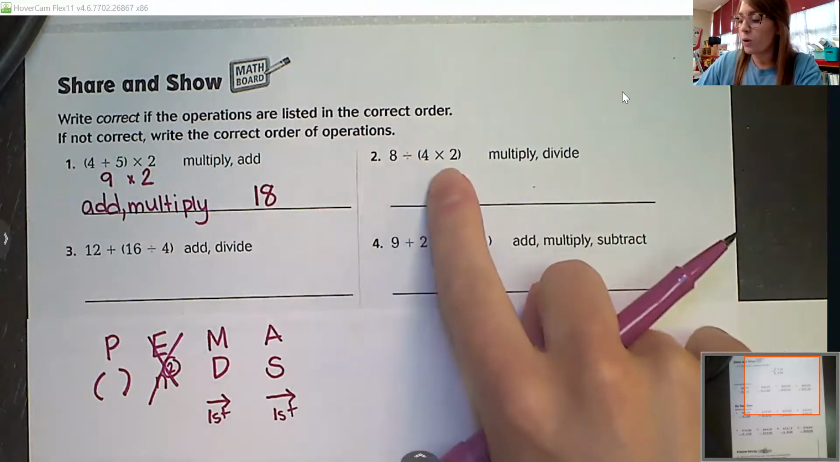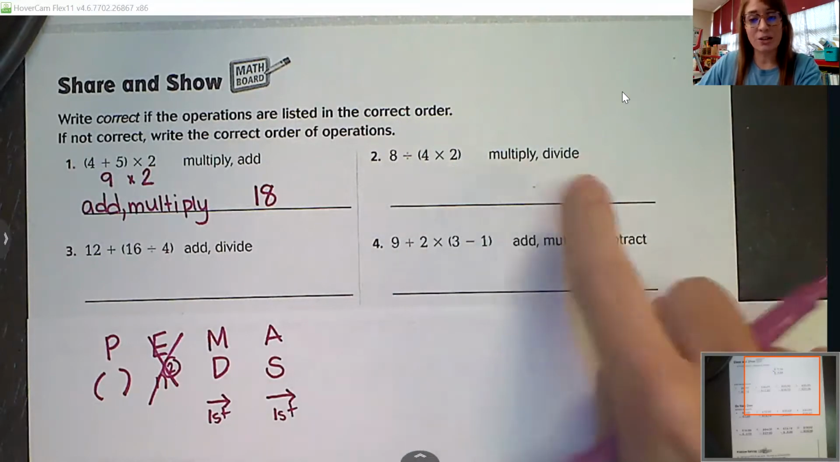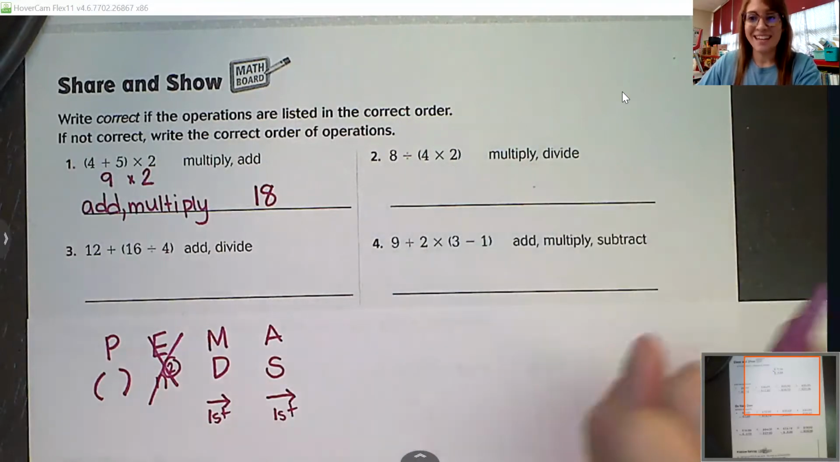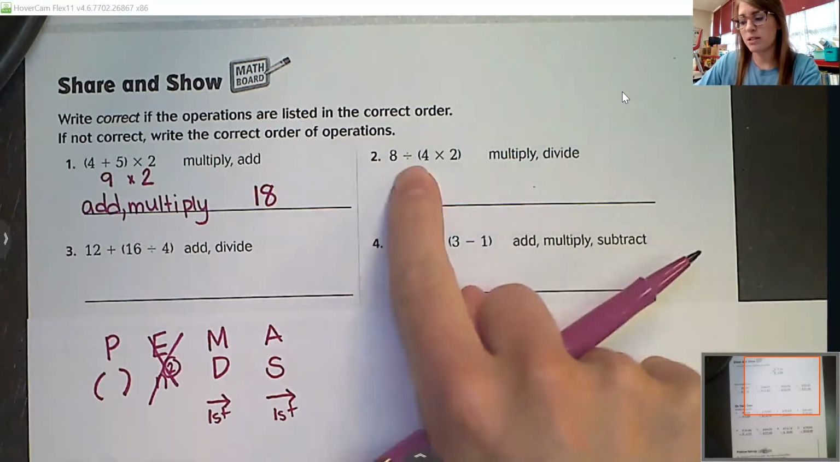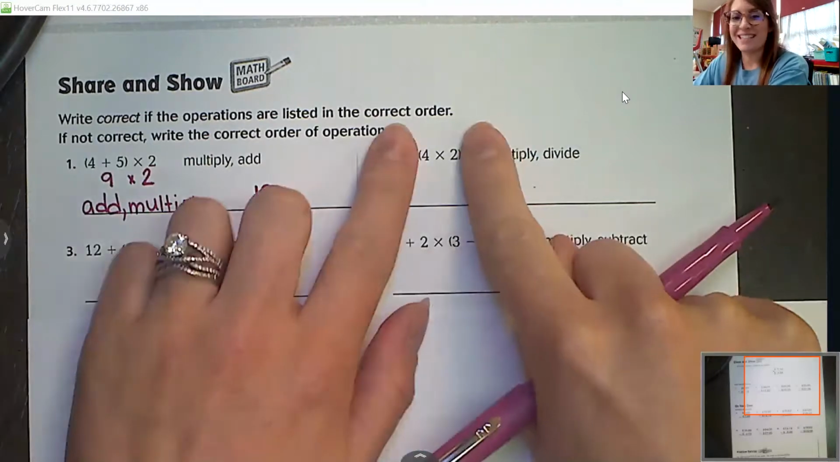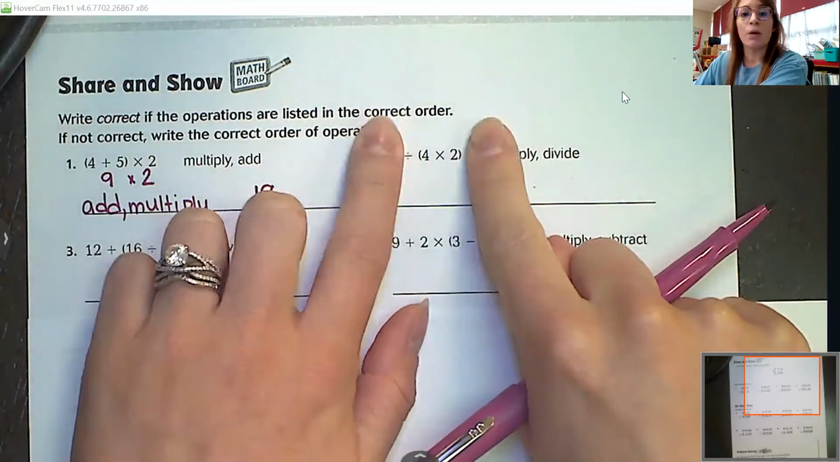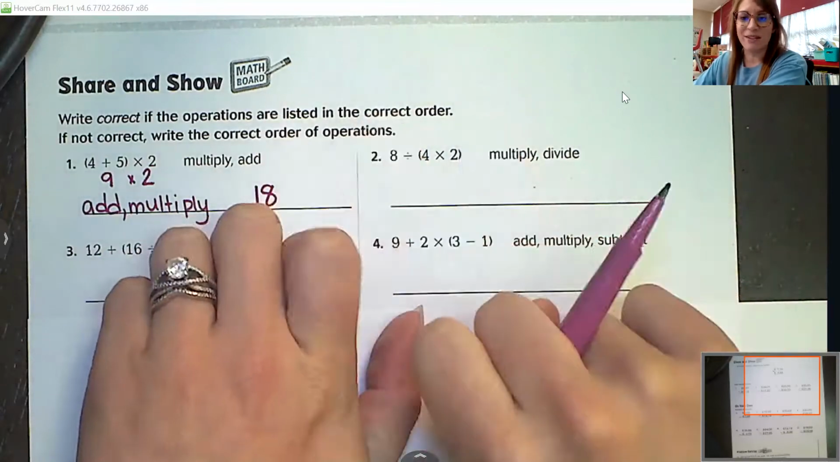8 divided by 4 times 2. Now it says we should multiply first and then divide. Is this correct? Yes, it is correct. Why is that correct? Division comes first. Exactly. The multiplication is inside the parentheses. We always solve parentheses first. So we're going to multiply first and then divide.